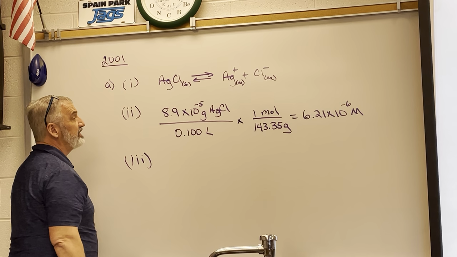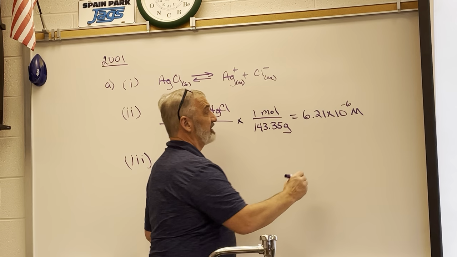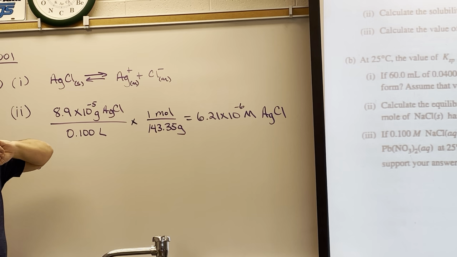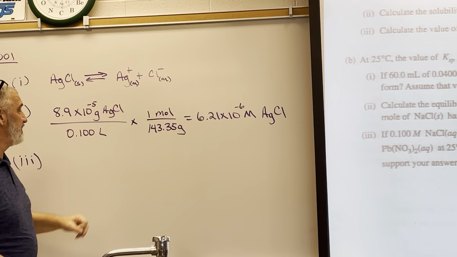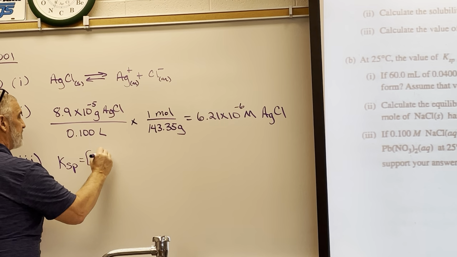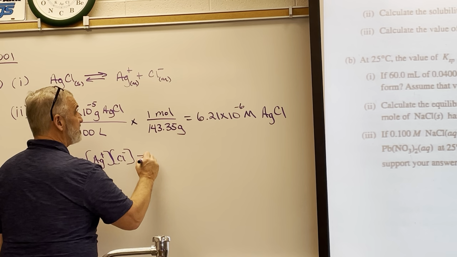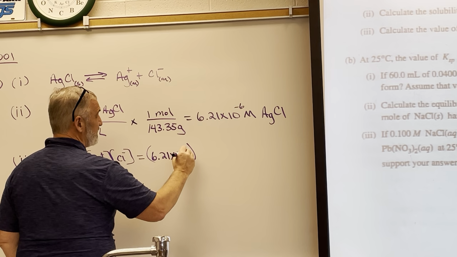Now that I know the molar solubility, that's the molarity of the AgCl. For every one of these that dissolves, how many of those do I get? One. How many of those do I get? One. So my KSP expression is equal to Ag plus times Cl minus. Calculate the value of the KSP, that's what we're looking for. It's equal to 6.21 times 10 to the minus 6. Are you good enough where I can just say squared?